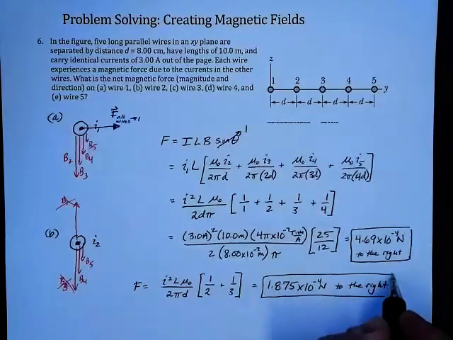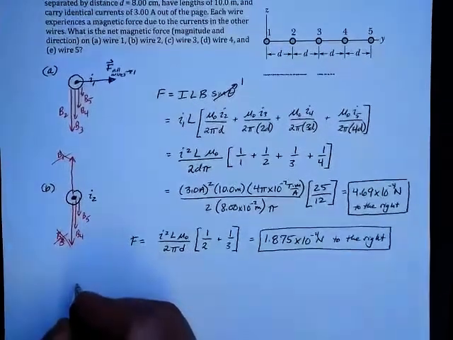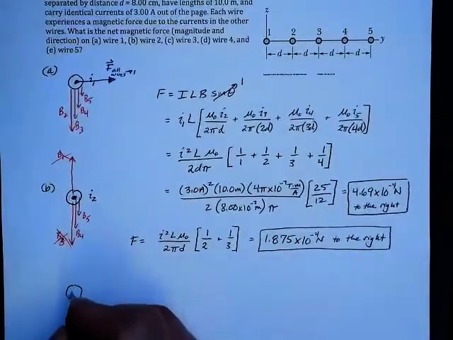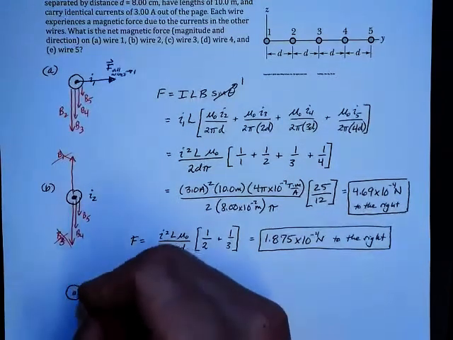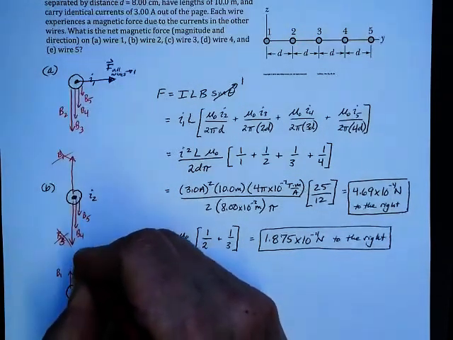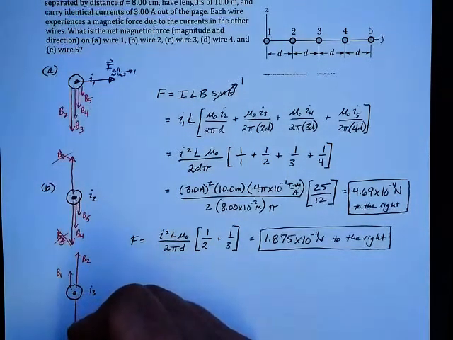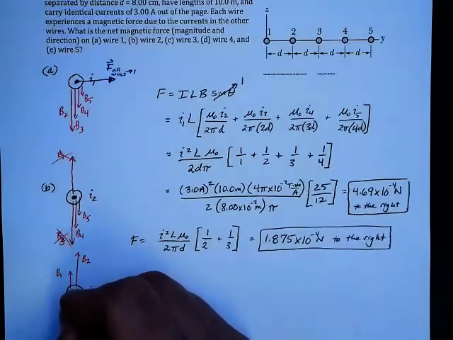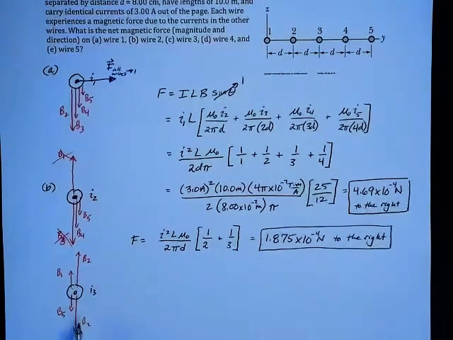And now we should be able to pick off the rest of the answers by inspection. If we think about wire 3, wire 3 is going to feel a magnetic field from wire 1 that's up, from wire 2 that is up, from wire 4 that is down and equal to wire 2, and wire 5 that is down and equal to wire 1. And so all those magnetic fields add up to a net magnetic field that is 0, which means the force on wire 3 is 0.